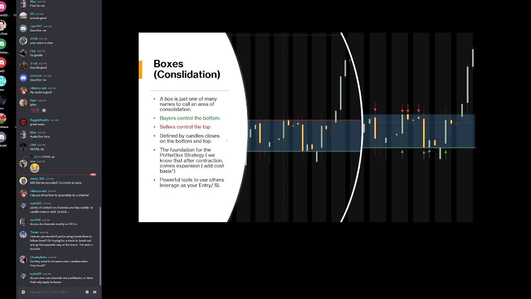But this is just one of many names that we call consolidation or sideways price action, right? We define a box by the control on both sides, right? Buyers control the bottom, right? Really good at straight lines, told you guys. Right here, right? And sellers control the top. What? How did that just work? Oh, wow.